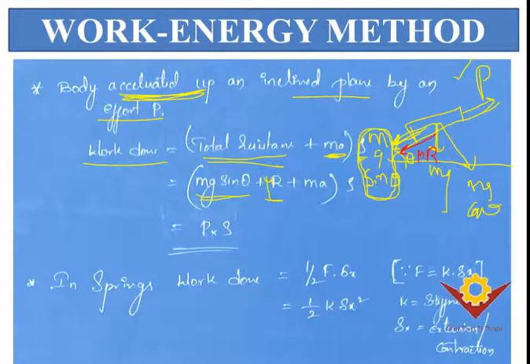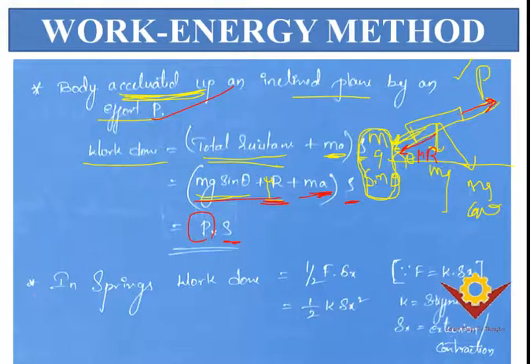So this is your friction, plus this is the effort which you are making, and that is your ma, okay, into s, the displacement which you moved. Finally what you're going to get is your total force, the resisting force plus the force acting on your body, into the displacement s. This is the work done for your body accelerating up an inclined plane by an effort P.